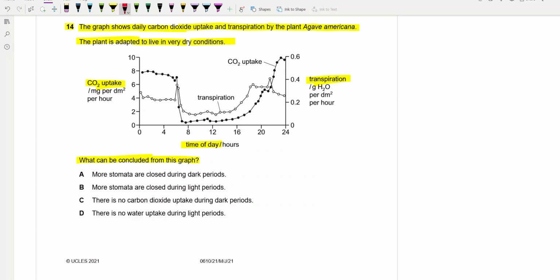Option A says most stomata are closed during dark periods, which is wrong. They are open in the dark periods. Option B, most stomata are closed during light periods, which seems correct. Option C, there is no carbon dioxide uptake during dark periods, which is wrong. Option D says there is no water uptake during light periods, which is also wrong. So the correct option would be option B.